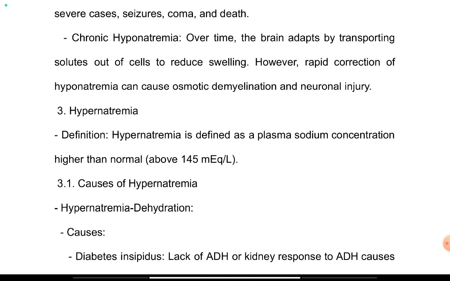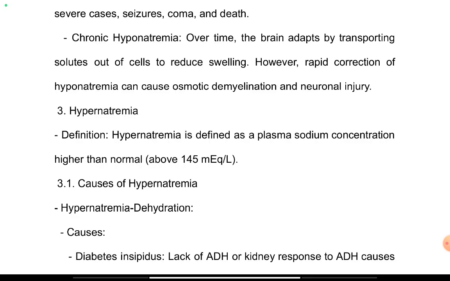And also, rapid correction of hyponatremia can cause osmotic demyelination. So that has also been explained. You don't correct it rapidly. There is a term for it, which is central pontine myelinolysis.